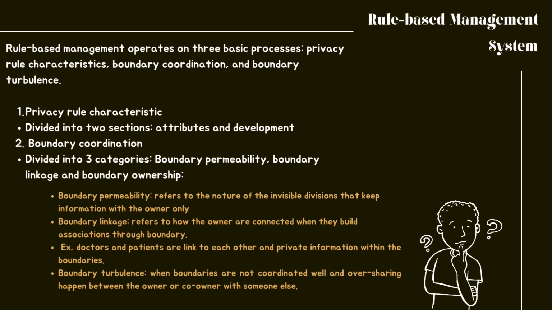Rule-based management operates on three basic processes: privacy rule characteristics, boundary coordination, and boundary turbulence. One, privacy rule characteristics divide into two sections, which are attributes and development. And two, boundary coordination divides into three categories, which are boundary permissibility, boundary linkage, and boundary ownership.